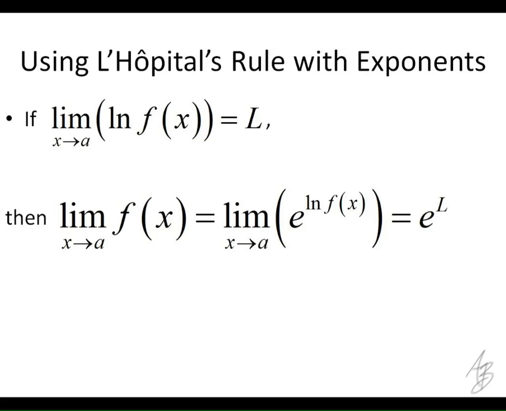and the theorem says that if the limit as x approaches a of the natural log of f of x is equal to some constant L, then the limit as x approaches a of the function itself, notice that here we have the natural log and here we don't, is equal to the limit as x approaches a of e to the natural log of f of x. And we've said here that natural log of f of x approaches L, so that's the same thing as e to the L.